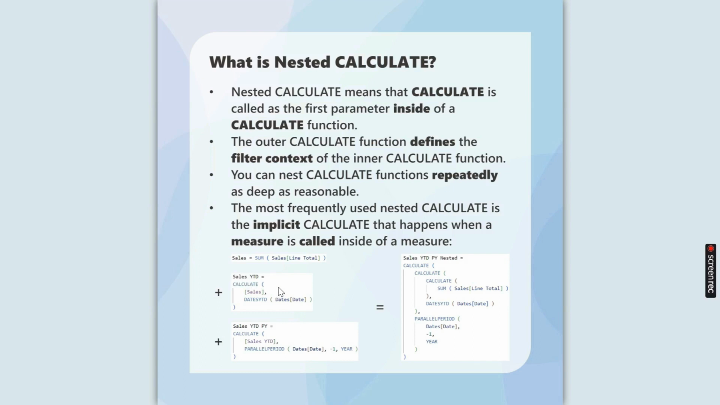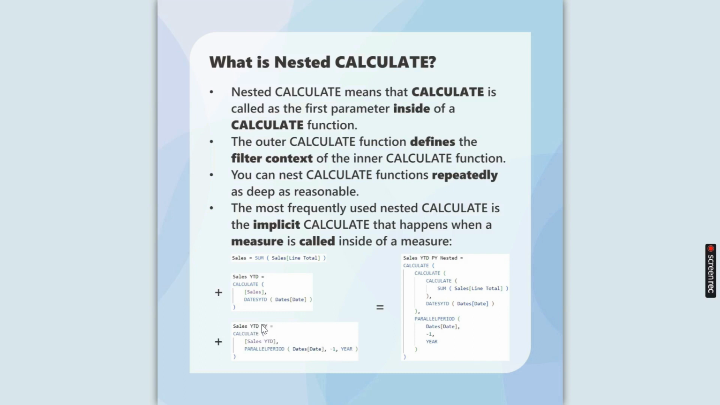Then the next step is to calculate the sales year to date previous year. Again we have to use one CALCULATE DAX function here, and inside this CALCULATE DAX function we pass the sales year to date measure that we have created here. So we give the sales year to date in the expression section, and after giving the comma, we give the filter value as PARALLELPERIOD. This is also one DAX function, and inside it we pass the date column of the dates table. Then here we give -1 because we have to calculate the total sales year to date for the previous year.